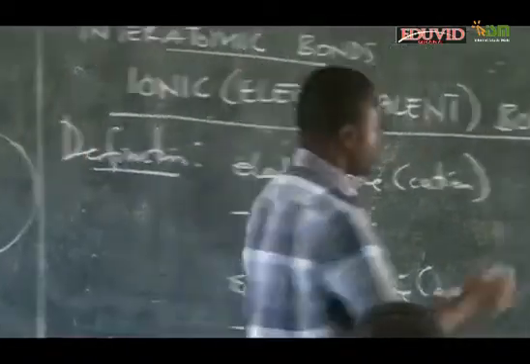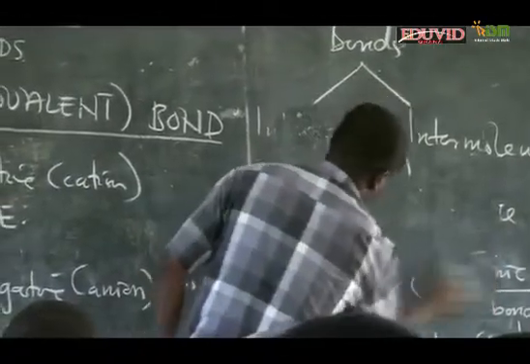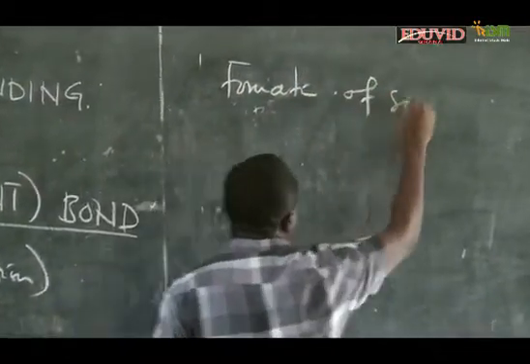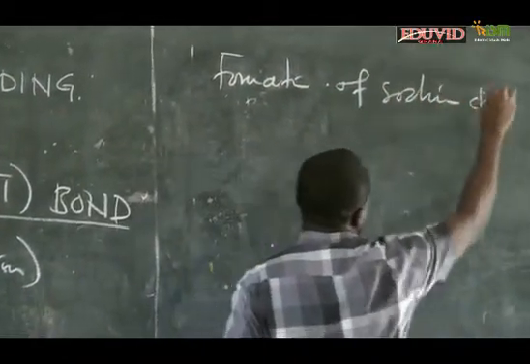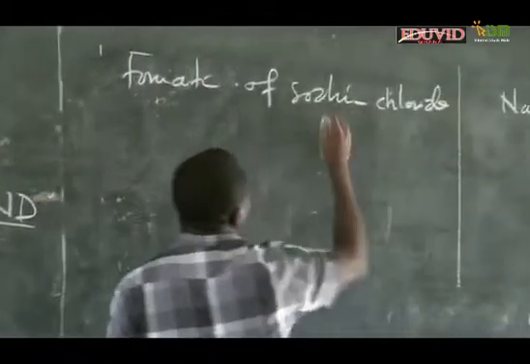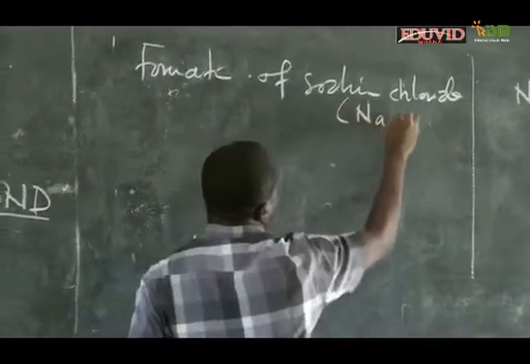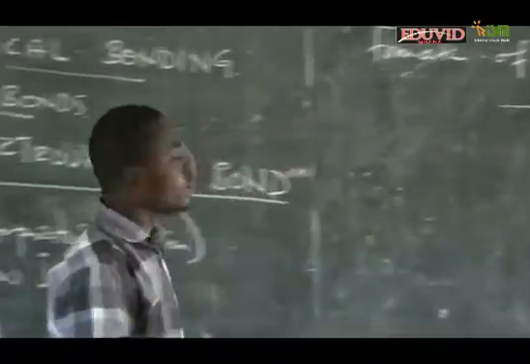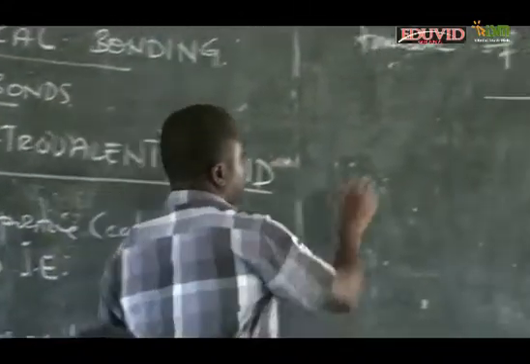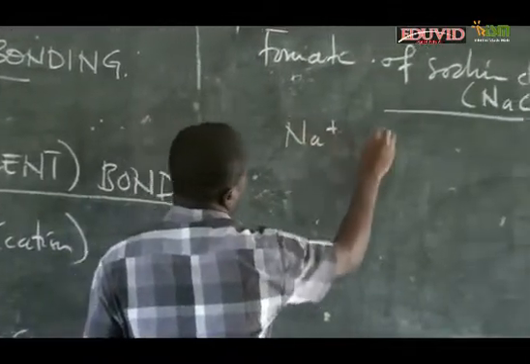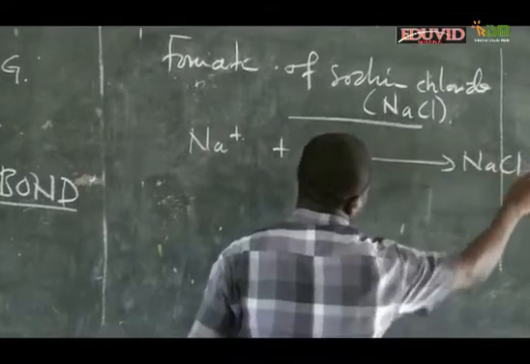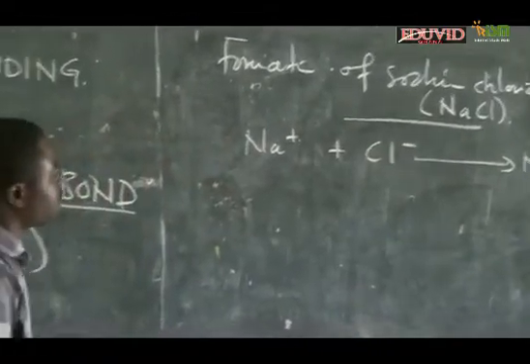So for example, we take the formation of sodium chloride, which is also known as common salt or rock salt. Now, the ions that must come together are the sodium ions and the chloride ions to form sodium chloride. But let's look at how this takes place.